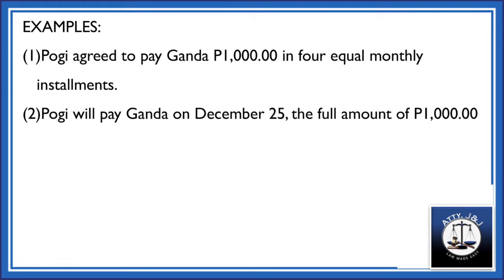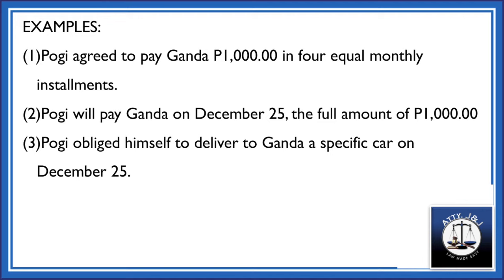Now, Pogi obliged himself to deliver to Ganda a specific car on December 25. So, this obligation, obviously, pabalik-balik na yung example, is indivisible because it is not capable of partial performance. Hindi talaga, hindi mo pwedeng ibigay ang kalahati ng car today, tapos later yung kalahati. The car must be delivered at one time and as a whole.